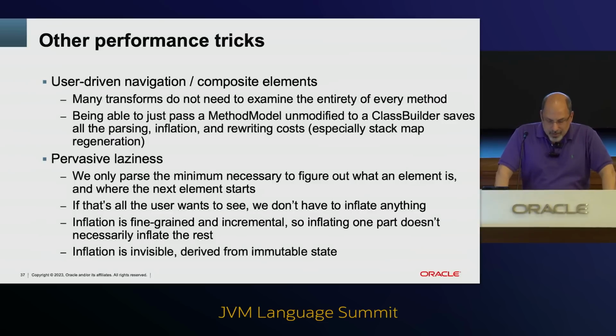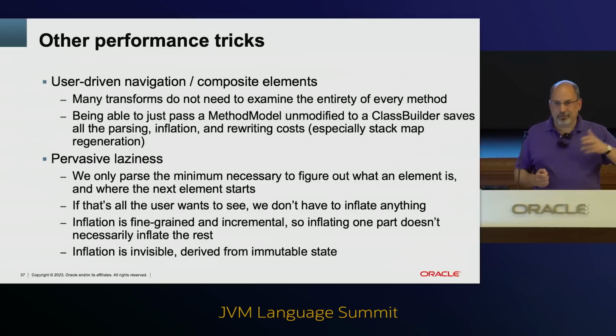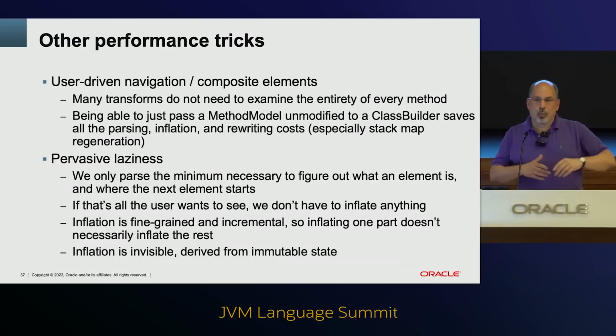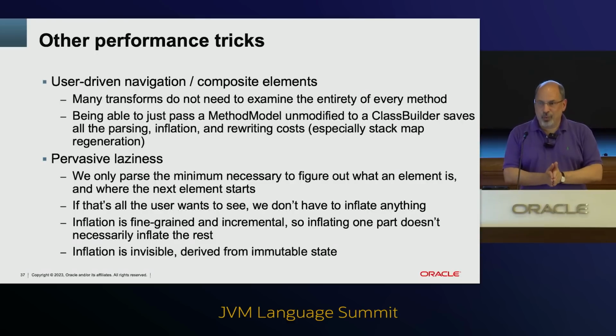So because most transforms don't need to examine the whole class, we are as lazy as possible about parsing, inflation, and rewriting. So for example, if you process a method and you don't change any of the bytecodes, you look at every one of them, you just pass it through to the builder. You look at every exception handler, you pass it through to the builder. We'll do a vectorized comparison of the code arrays and say, oh, the code arrays are the same, I don't need to regenerate stack maps. So we're very lazy about what we generate.